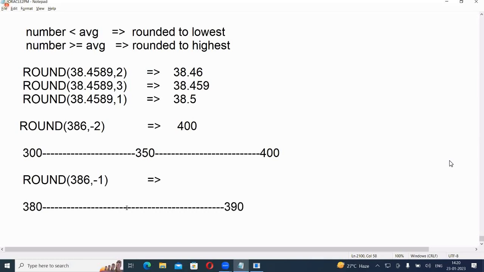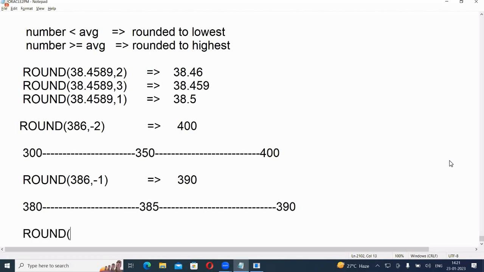What is the average? The average is 385. Is this number below average or above average? Above average. When it is above average, it is rounded to the highest. What is that? 390. Okay. Next, just one more.